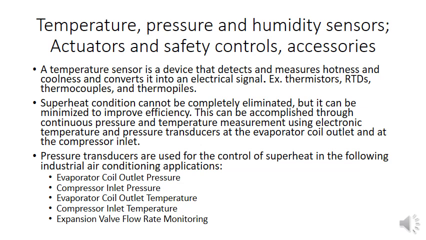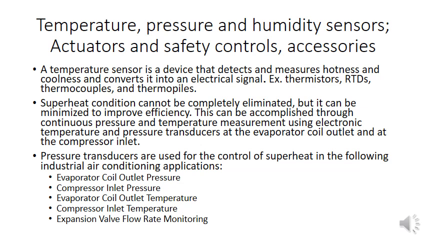Next is the superheat condition, which cannot be completely eliminated, but it can be minimized to improve efficiency. If you remember the TS diagram, the superheat condition means we are entering the right side of the vapor zone. If we measure pressure and temperature continuously with electronic temperature and pressure transducers at the evaporator coil outlet and the compressor inlet, then we can avoid the superheat condition. For that, we need pressure transducers, which are used to control the superheat.